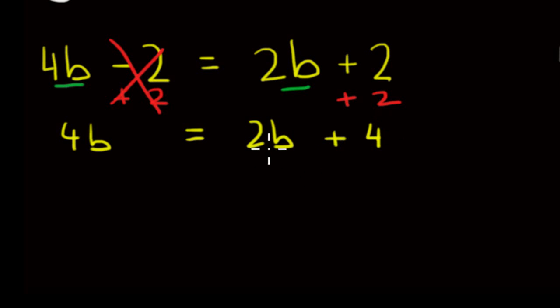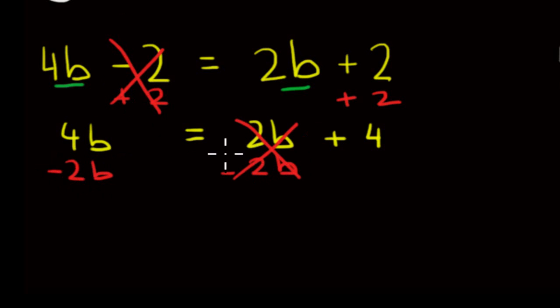Now remember what we do afterwards. Once we've added or subtracted the numbers, we add or subtract the pronumerals, and we try to keep it positive. But I'll just show you what that looks like. In this case, we can minus 2b from both sides. So 2b minus 2b and 4b minus 2b. This will cancel out. So 2b minus 2b is gone.